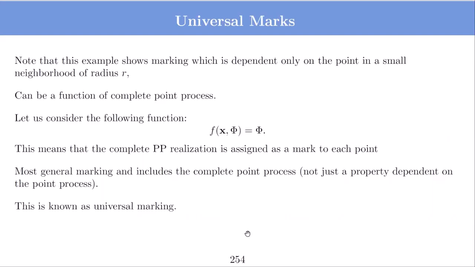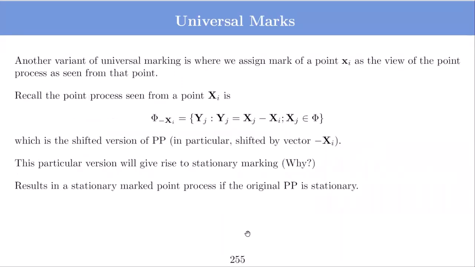Okay, we can just assign phi itself as the mark. Okay, so the complete phi realization is assigned as a mark to each point. This is the more general marking and includes the complete point process. So any property you want to derive, you can now write in terms of the mark. Okay. So this we call universal marking because this is the most general form of marking, dependent marking here.